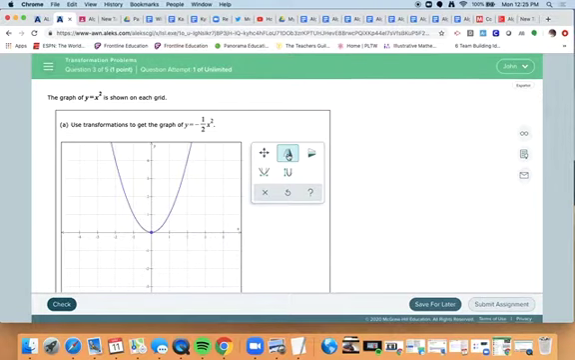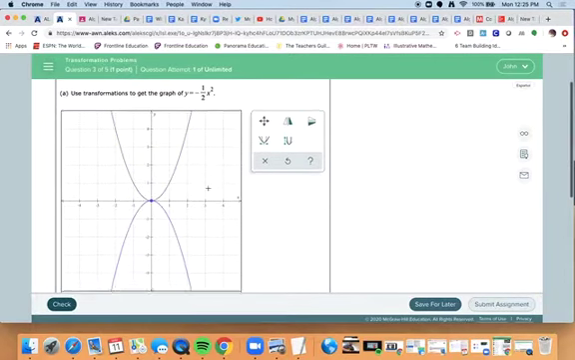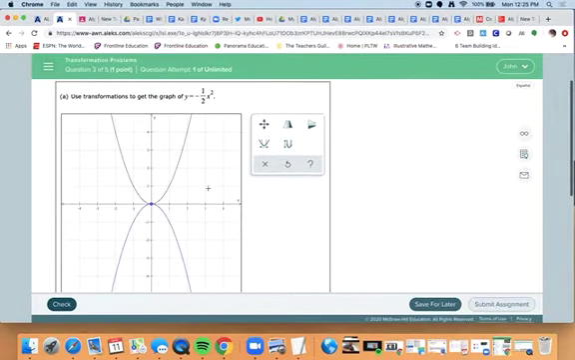If I hit this one, it rotates it basically around this axis, which looks exactly the same because it's symmetrical. But if I do this one, it flips it down there, which is what we're after, all right? And now it's y equals negative 1/2 x squared.